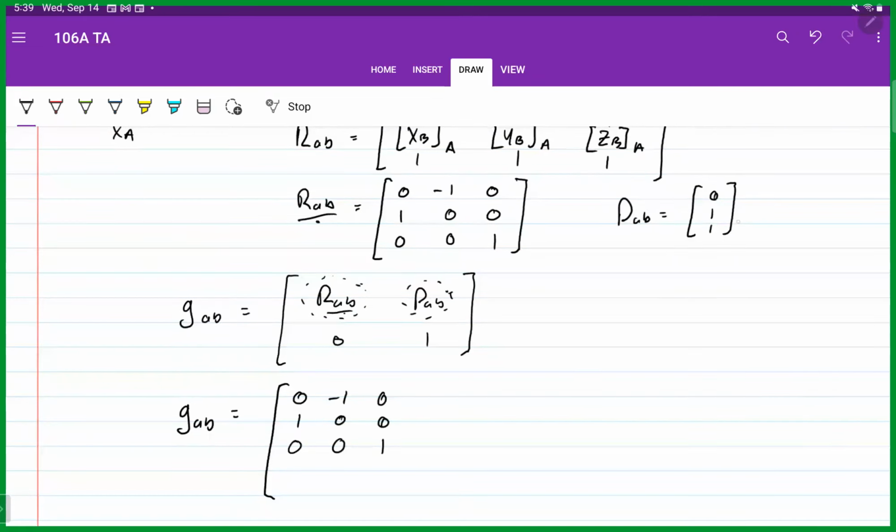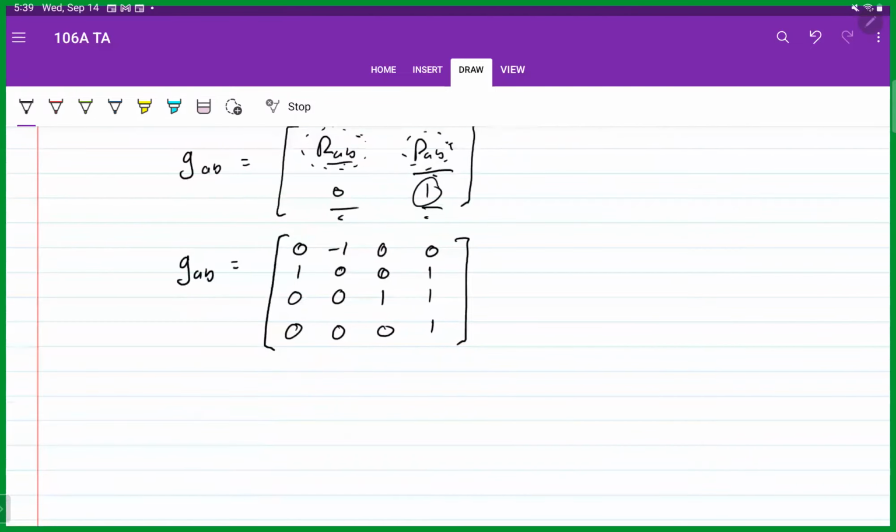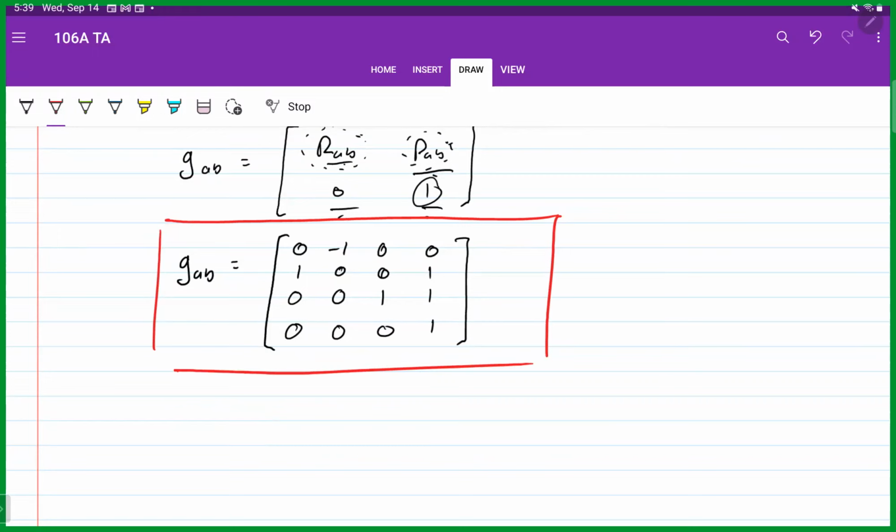All right. Now we're going to do PAB. We have a 0, 1, 1 in the upper right corner. So I'm going to do 0, 1, 1. And finally, we have this 0 and a 1 down here. And this just tells us that beneath RAB, we're going to have all zeros, 0, 0, 0. And beneath PAB, we're just going to have this 1. All right. So this is what our final answer ends up looking like for this case. So we have GAB is this big 4x4 matrix.